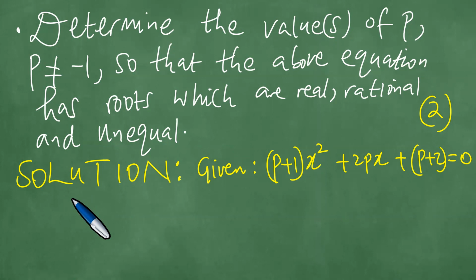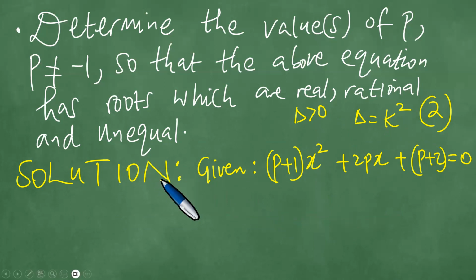Our delta has to be greater than zero, and delta should be a perfect square. Delta must be greater than zero because of the real part. Because the examiner says real, real means delta must be greater than zero. Rational means delta must be some k squared.